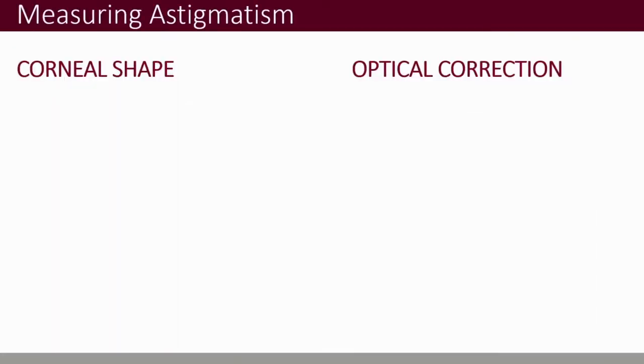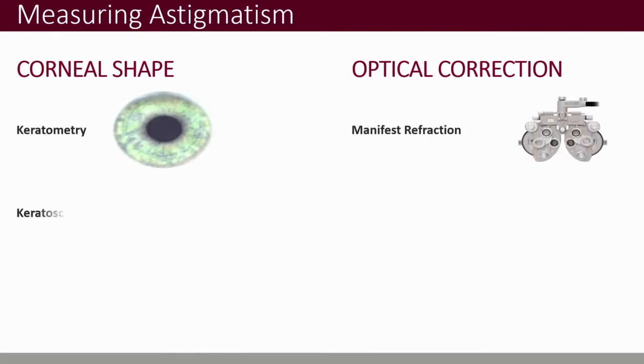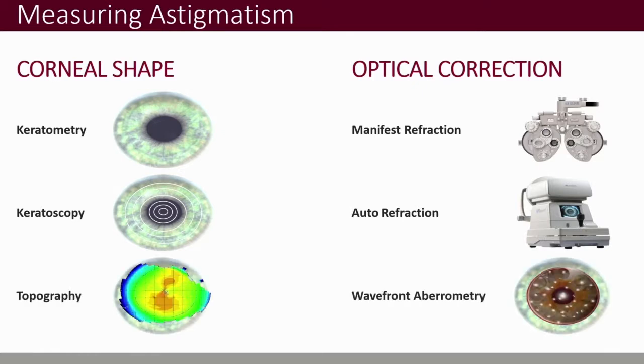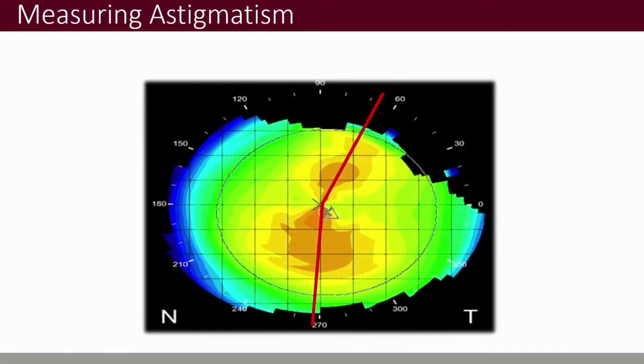So measuring astigmatism, you have corneal shape and optical correction. You can do it at a basic level of keratometry and manifest refraction. You can do an auto keratoscopy, auto refraction, or you can go to a more sophisticated level of topography and wavefront aberrometry. So if you're faced with a topography that looks like this, and it's not an uncommon situation, and you're going to align a toric implant with this astigmatism, are you going to align it with the superior, or you're going to align it with the inferior, because there's about 15 degrees difference between those two.